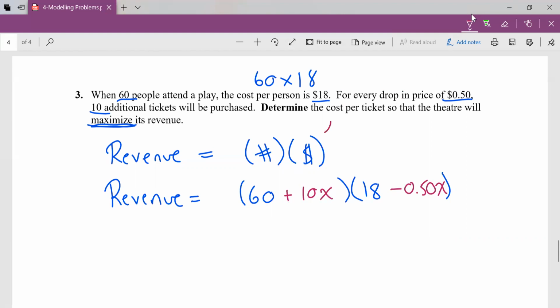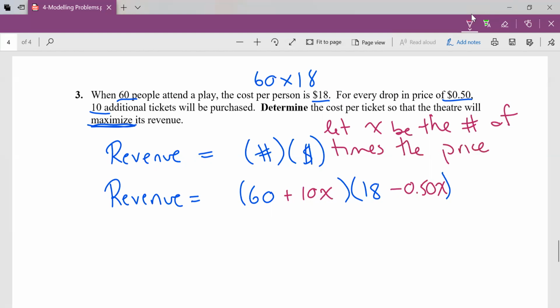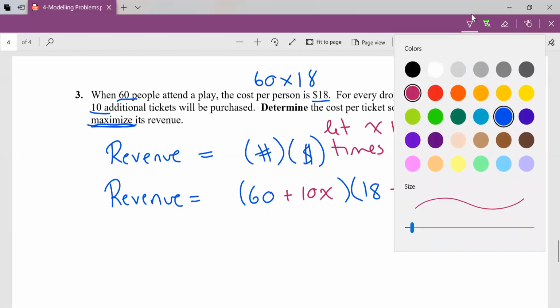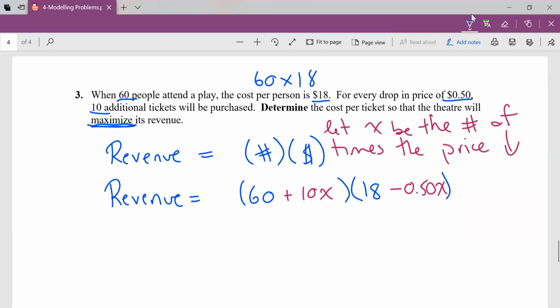Let x be the number of times the price decreases. There it is. Okay, so there's our revenue function. But we want the max revenue. So guess what we're going to do? We're going to have to put this into standard form. So we're going to distribute everything out. And then what we'll do is complete the square.